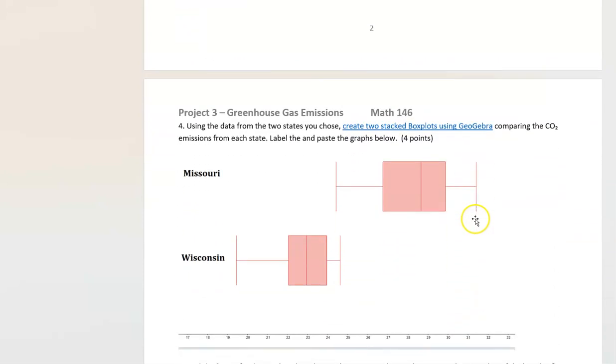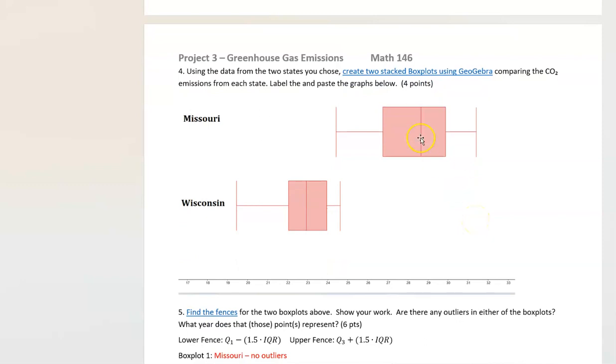On that, the next thing you're going to do is take the data from your two states and create two stacked box plots. It's something we've already done this quarter, but there is a video reminding you how to do that. We're going to compare Missouri and Wisconsin, or Wisconsin and Missouri, whichever, but you need to label those. I just took a screenshot, put it in Paint, and then typed the names beside that.